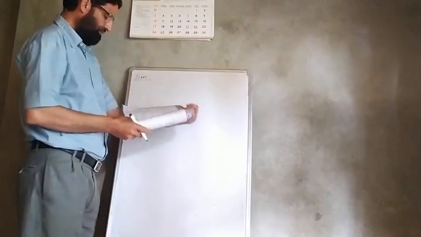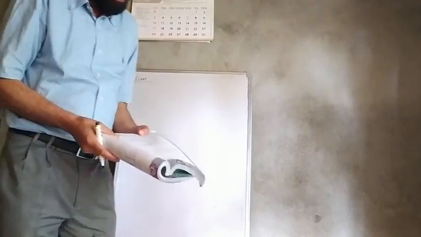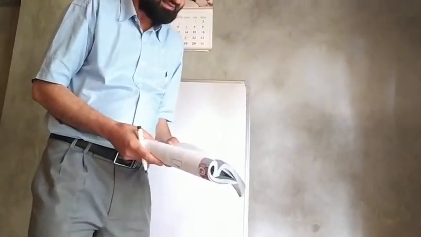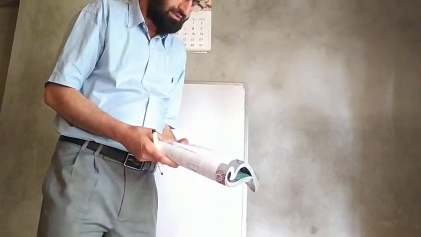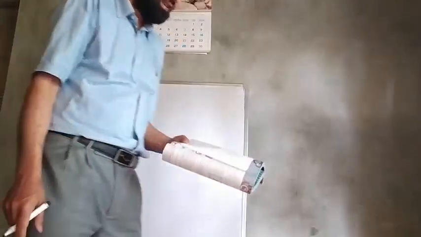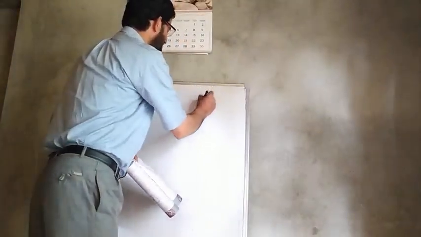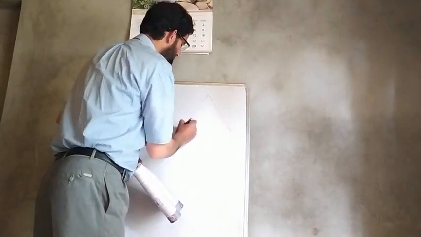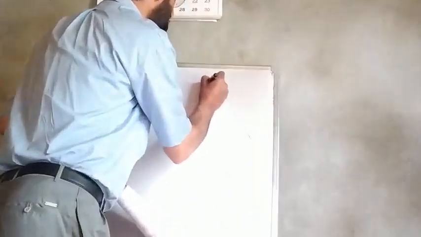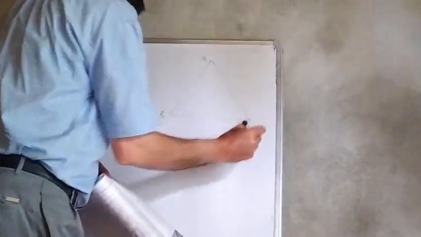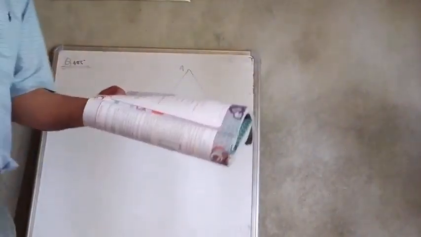Question number 5. You have to prove that a median of a triangle divides it into two triangles of equal area. Let us take triangle ABC. It's a very important question. A median divides a triangle into two triangles of equal area.